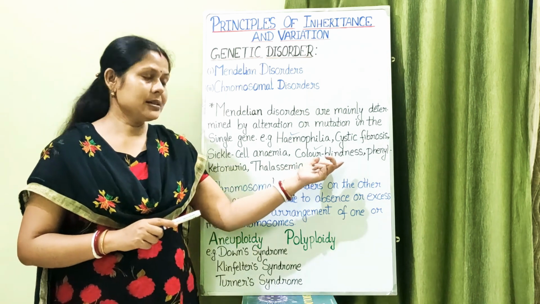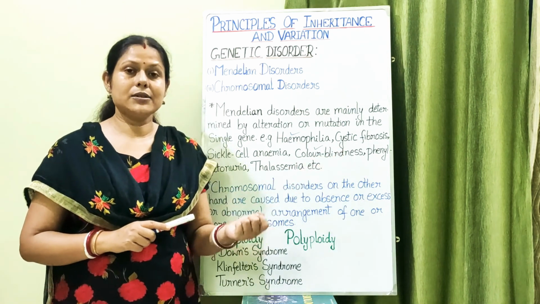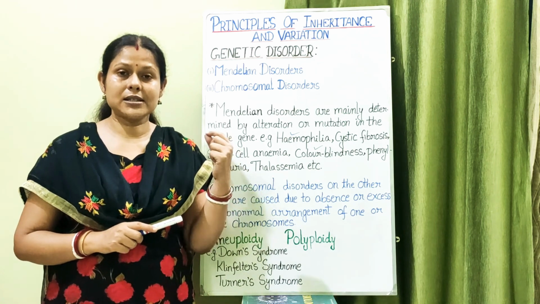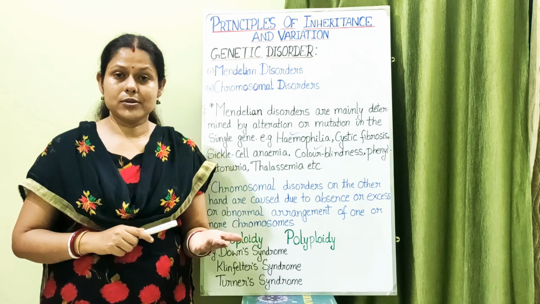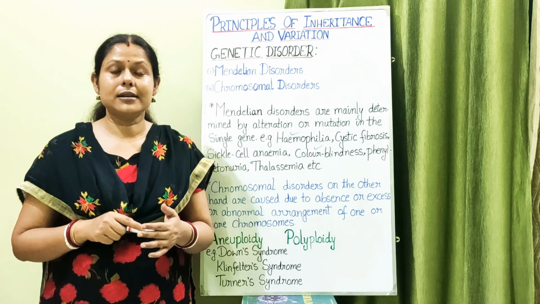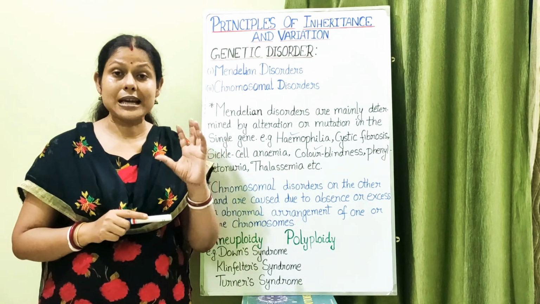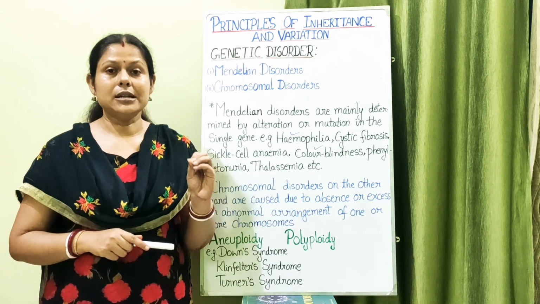Color blindness is also X-linked inheritance, in which the defective gene on the X chromosome is responsible for the appearance of this character, in which a person is unable to distinguish between red and green color or between green and blue color.